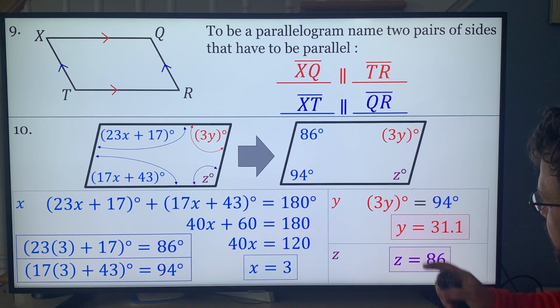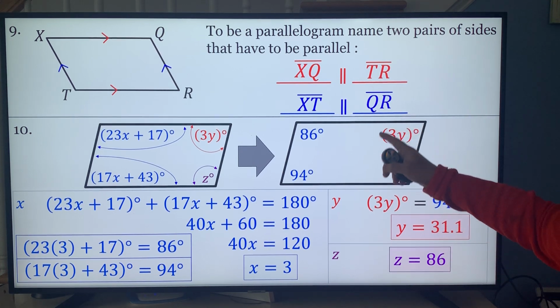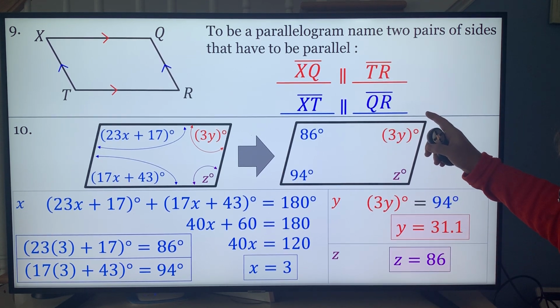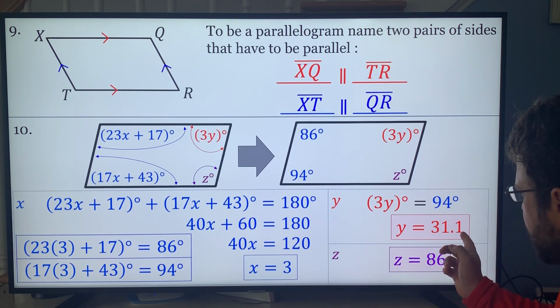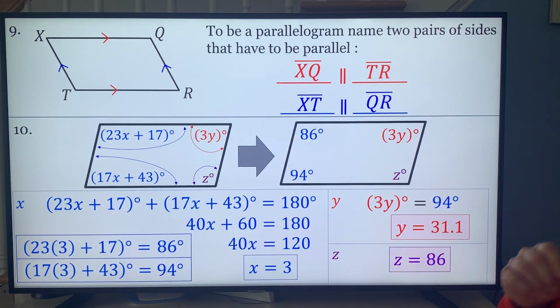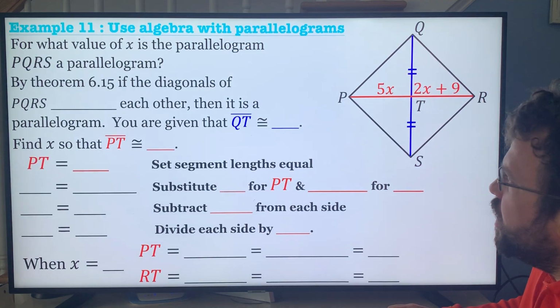86. Now this is a decimal, not because this actual angle is a decimal, but because 3 times this number gives you 94. That should say 3, by the way. I don't know why it says 1. It should be like 3 repeating. Okay? All right, excellent. It should have said 1/3.